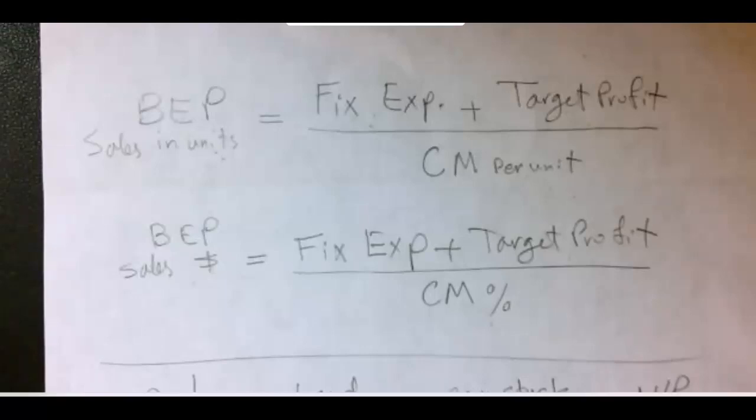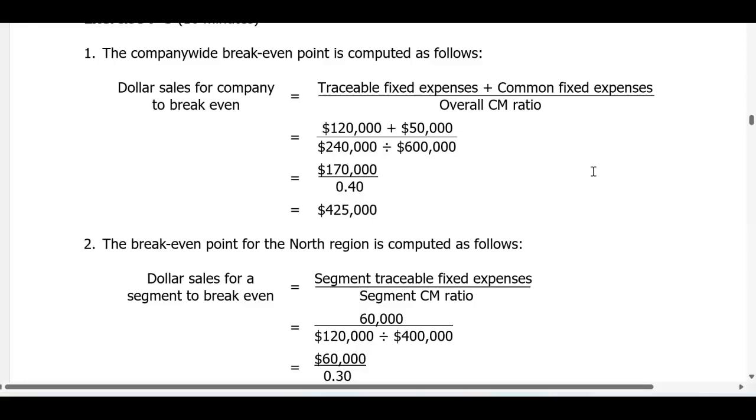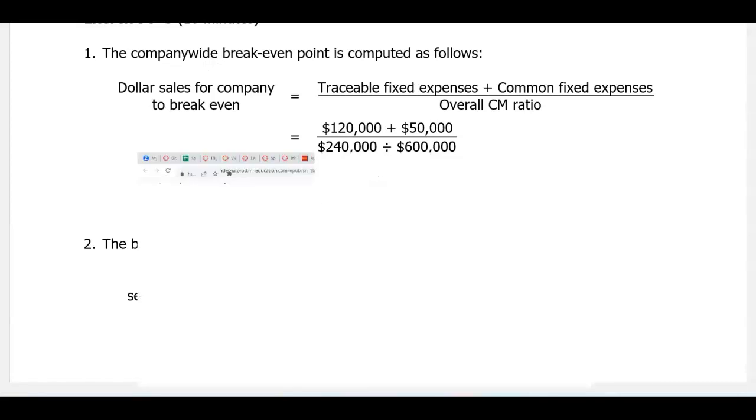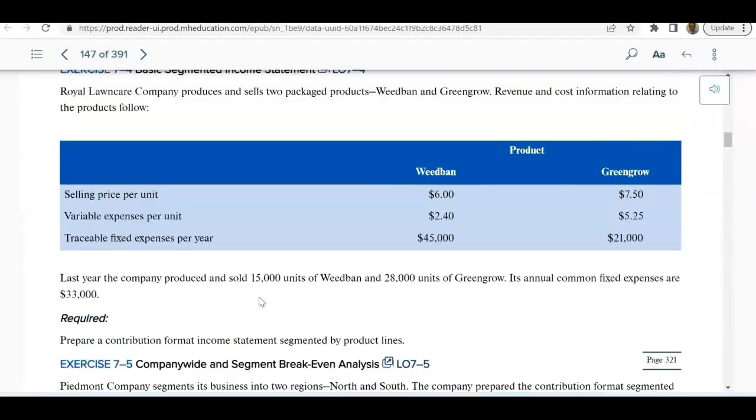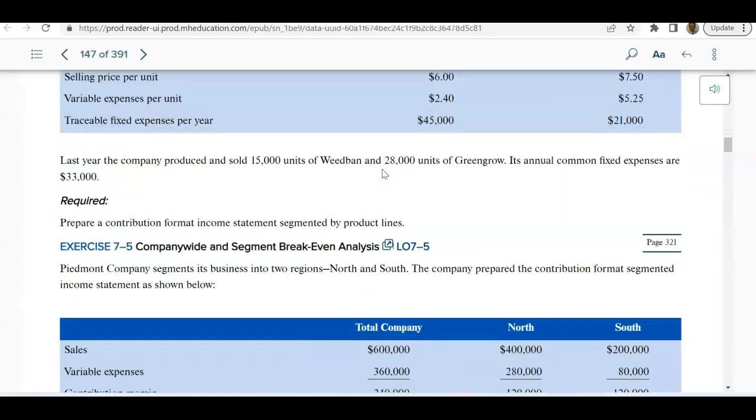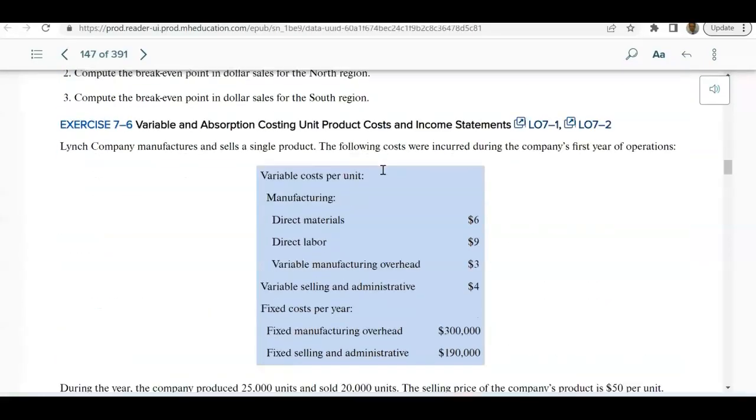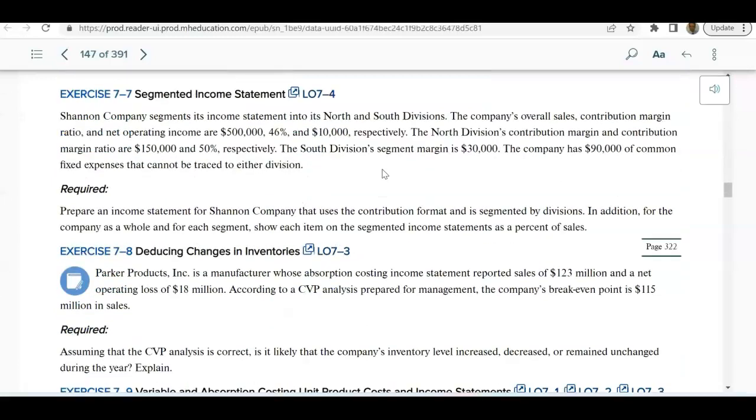Okay, so let's stop this. So here is the example. The company, problem number 7. The company produces and sells 2 packaged products, wheat band, no, 7, sorry. That one.